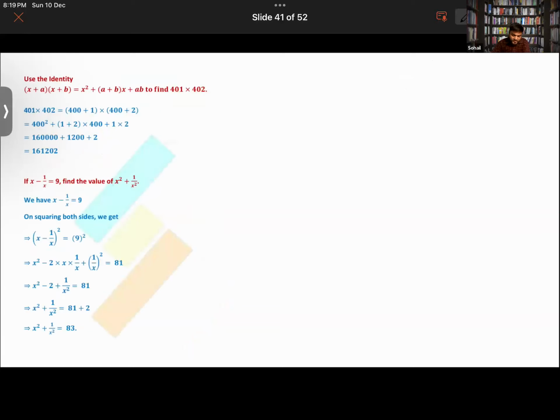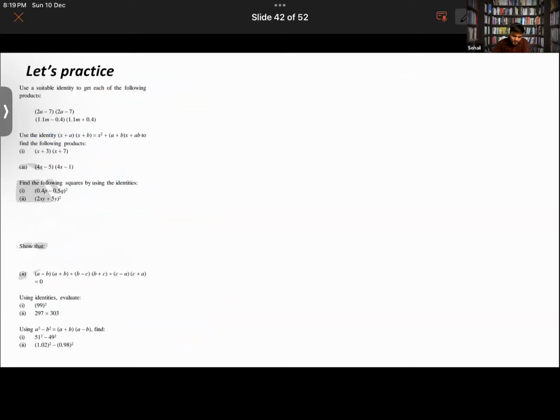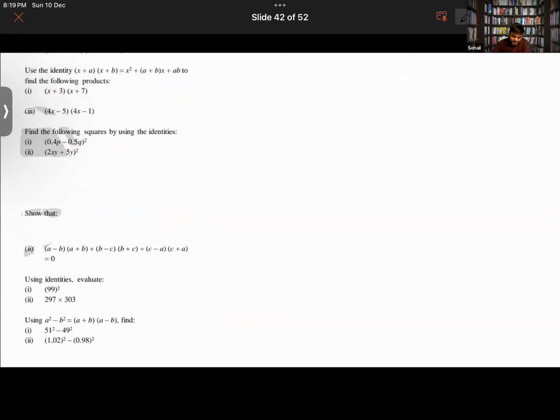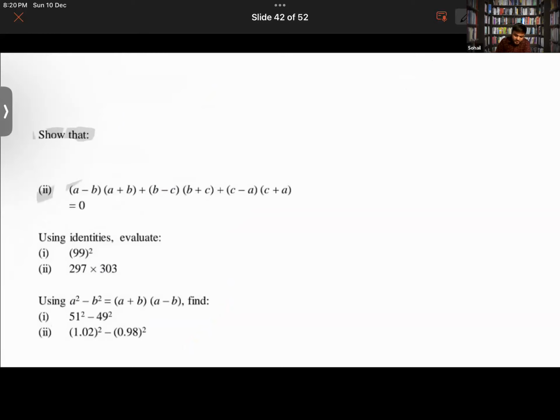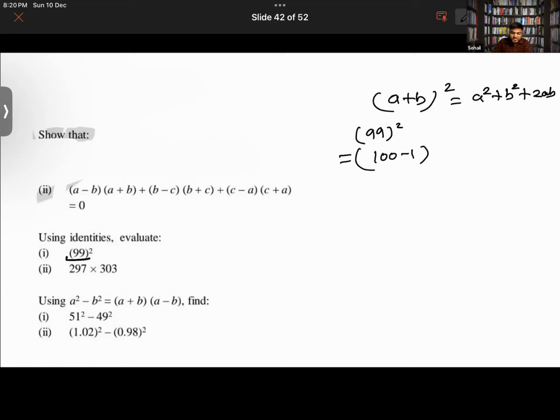We are going to solve a few questions. So you will be practicing these questions also. First, take a very simple question. You have 99 square. We can find it out using which algebraic identity? A minus B whole square. Good. 100 minus 1 whole square. So 99 square, can I write it as 100 minus 1? 99 is the same as this.